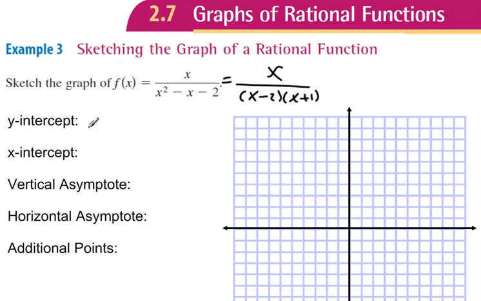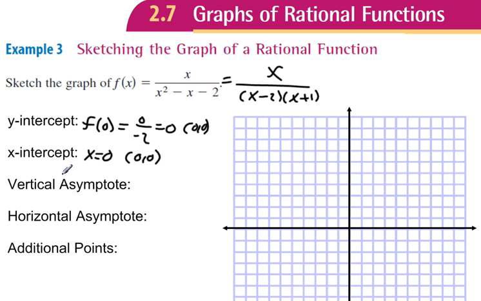The y-intercept means f of 0, right? I plug in 0 for x to determine the y-intercept. If I plug in 0, I'm going to have 0 over negative 2, which is just 0. So that's the coordinate point (0, 0), which happens to be our y-intercept. Our x-intercept is when we set the numerator equal to 0, right here. So x equals 0, and that's it. That's where it's going to cross the x-axis, at (0, 0).